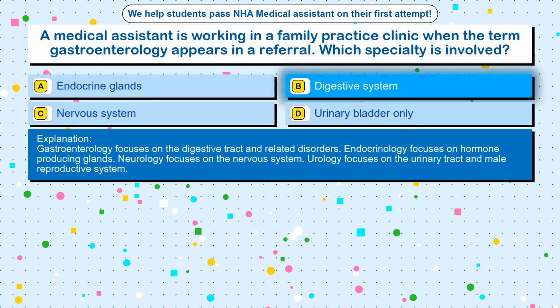Gastroenterology focuses on the digestive tract and related disorders. Endocrinology focuses on hormone-producing glands. Neurology focuses on the nervous system. Urology focuses on the urinary tract and male reproductive system.